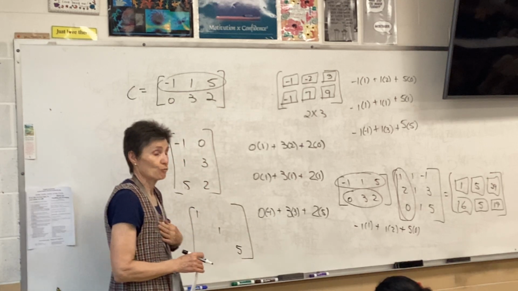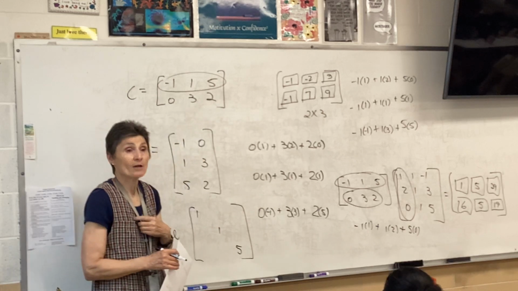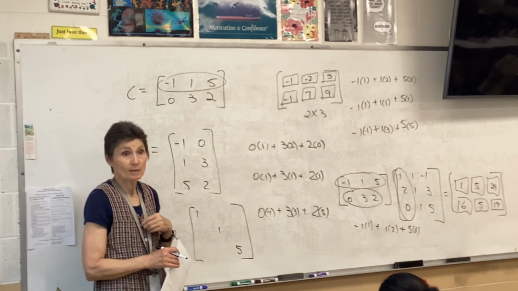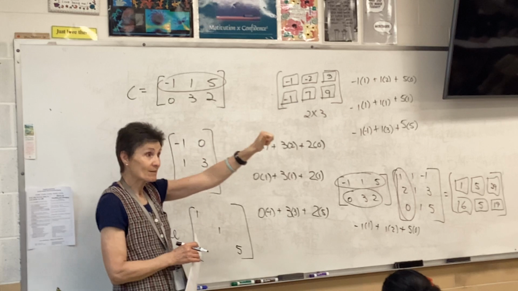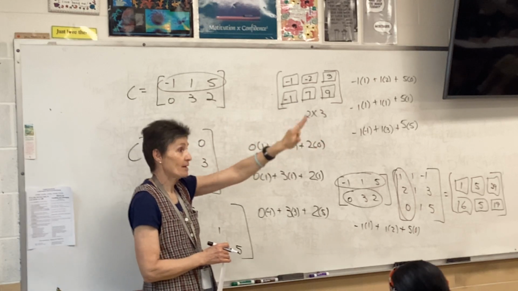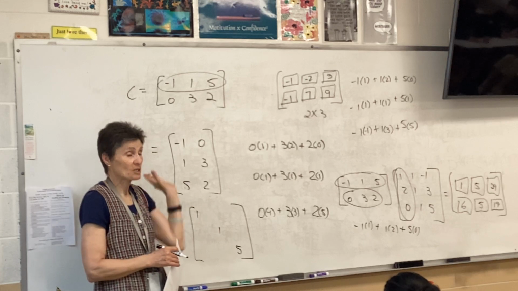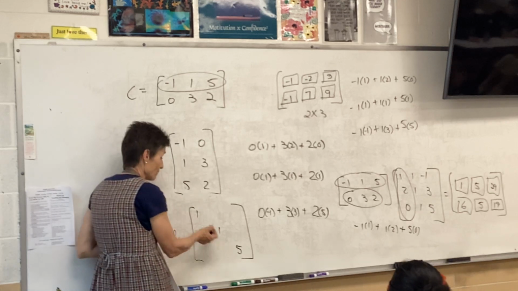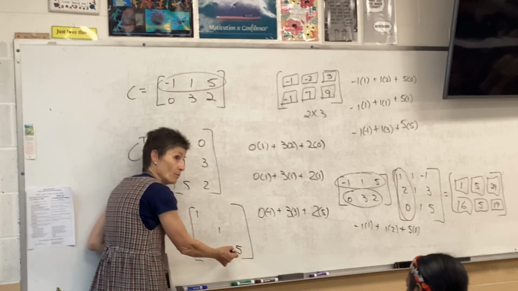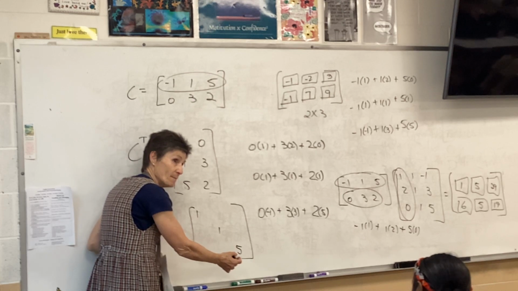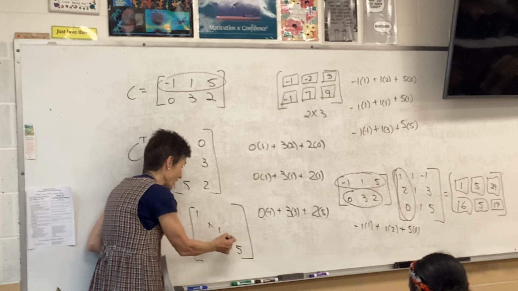First of all, trace is another thing that only applies to squares. You have to be square. So we have inverse, determinant, and trace that only apply to square matrices. This one is square. Did you see those numbers right there? That's called the main diagonal of the matrix. Add them up. That's the trace.